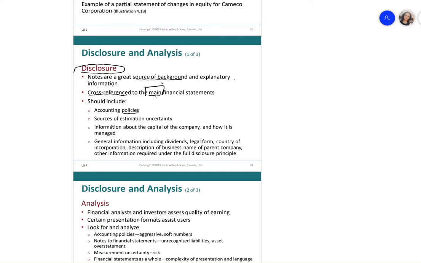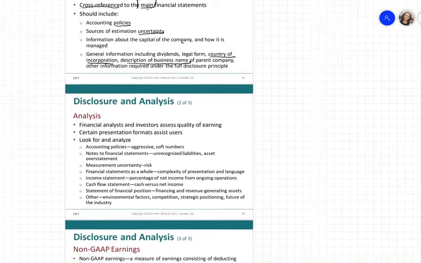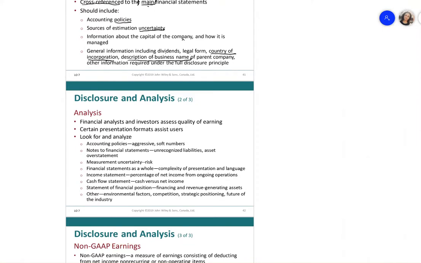What policy the company is using, what are some of the uncertainties they have, information about the capital of the company and how it's managed, and general information about the dividend, legal form, and country of incorporation, where the company is incorporated, description of the business, name and the parent company, and other information as required. So those are some of the disclosures when we're talking about it.